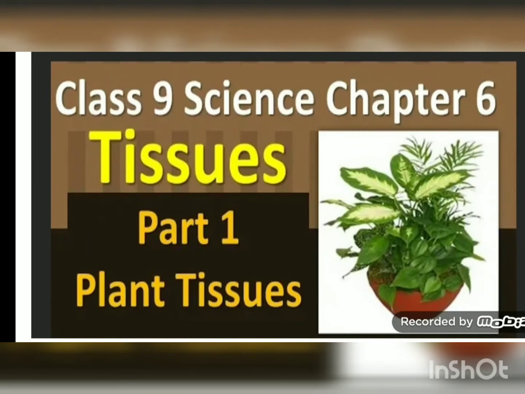Hello students, I am Shahnaz and today I will start a new chapter of biology, that is lesson number 6, tissue. Students, in this chapter we will study about plant tissues and animal tissues. There are so many types of tissues in our body and even in plant body, and all the tissues perform various functions to help us work.